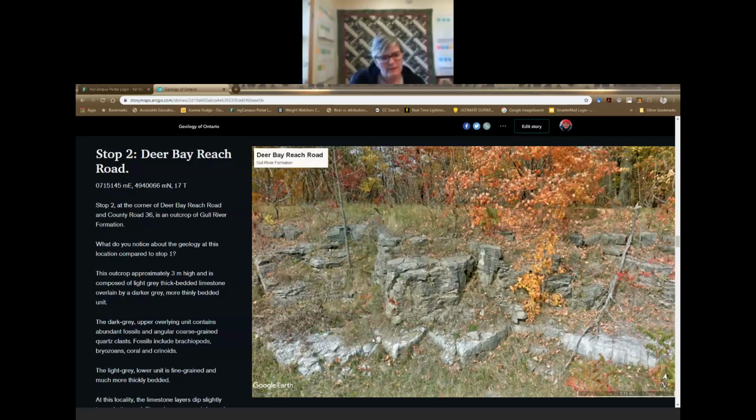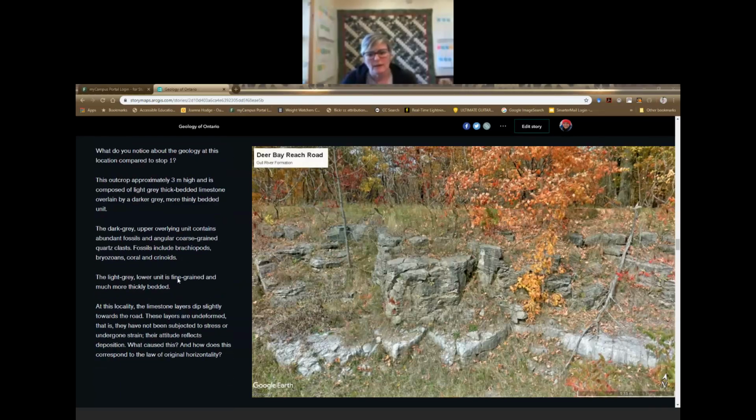So this outcrop here is approximately 3 meters high, and we're looking at a light gray, thick-bedded limestone overlain by a darker gray, more thinly bedded limestone unit. If you're following along with the Google Earth file, this is location number 2.